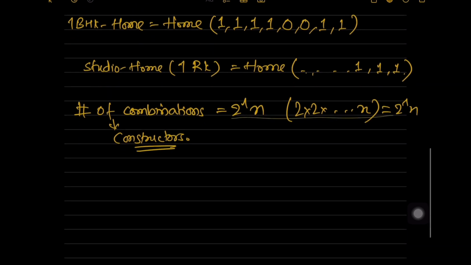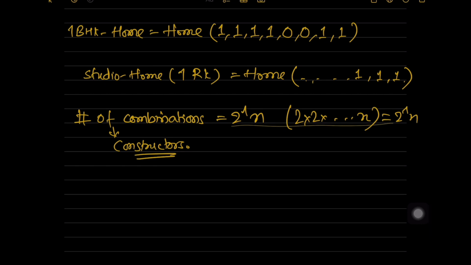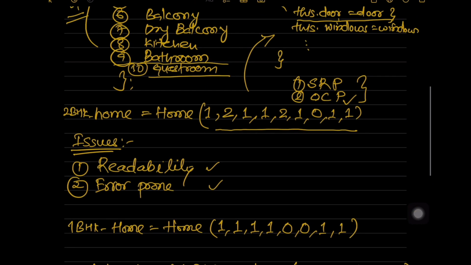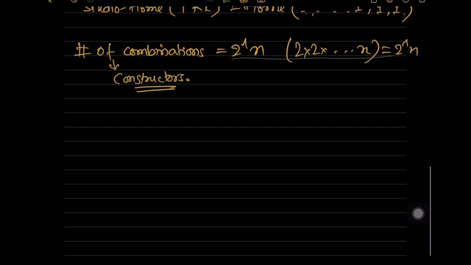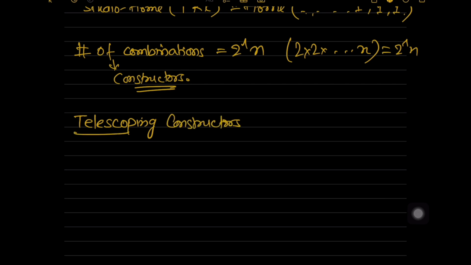So if the number grows, if you see 2 to the power 9, that will be like 512 constructors to write. That is again not a feasible thing, we cannot write it. So there's another way of writing constructors, called telescoping constructors, where we use one constructor with a lesser number of parameters to create objects using another constructor which has more parameters.